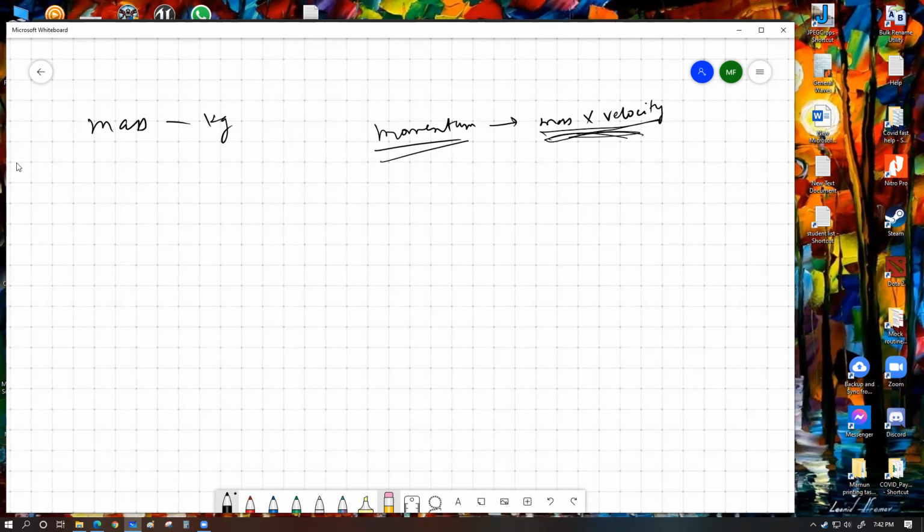So both of these properties, mass and velocity, together give us a measure of how difficult it is for us to change the velocity of an object. Momentum is that quantity, which gives us a measurable amount of that opposition. That's the physical significance of momentum.